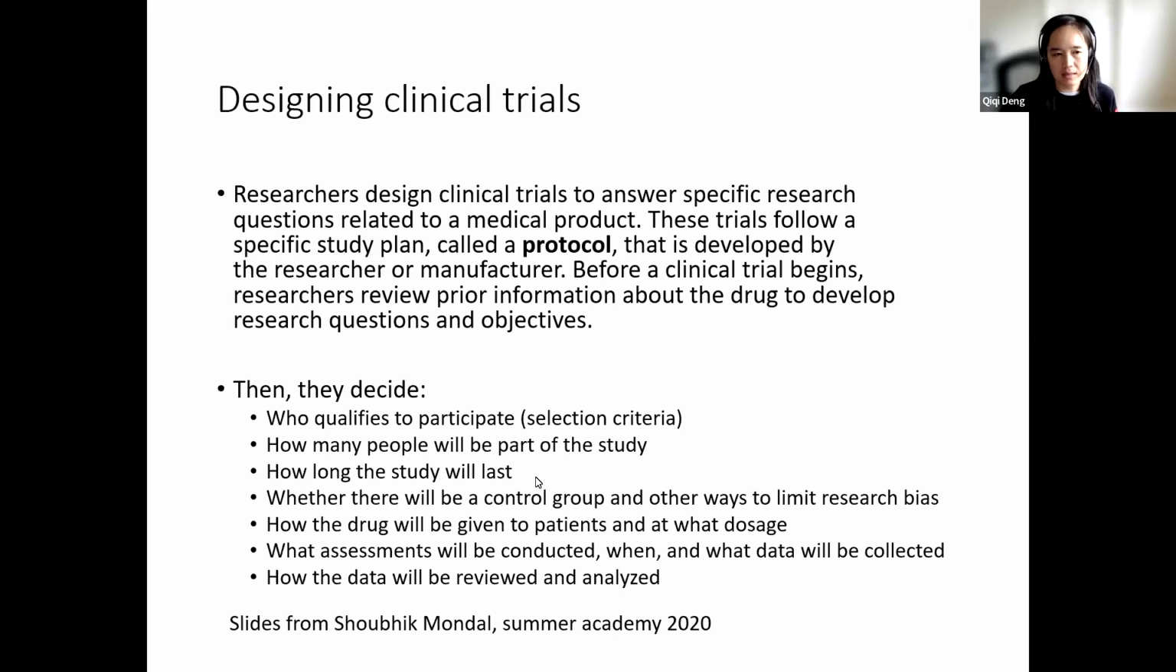We're not the lead for all these topics, but for two of the topics: the first one, how many people will be part of the study, and secondly, how the data will be reviewed and analyzed. I think it's easy to imagine that biostatisticians are the leading roles for those two topics. However, in order to have a great design for a protocol, as a biostatistician, you need to be familiar with all the questions being asked here in the list and also beyond the list.